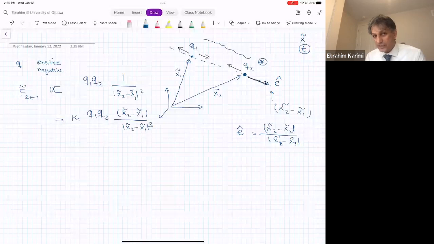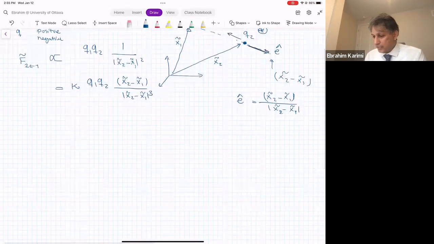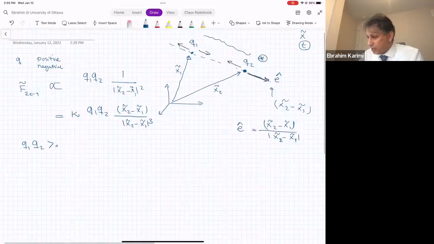Okay, and that's the force due to the charge 1 on the particle of charge 2. And we can do a little bit of mathematics. If q1 is negative, q2 is negative, it means that q1 q2 is positive. When both of them are positive, they will repel each other. So the force will be along the vector of E here, right? That will be the force.